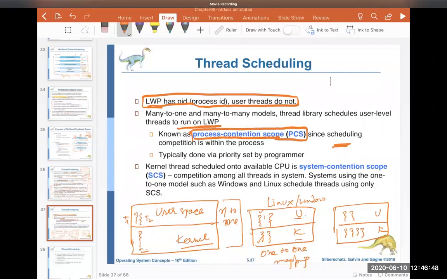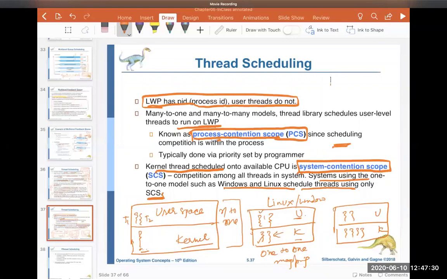Another is, whenever the kernel thread is ready, it would be allocated to the actual CPU. Here the ready queue would be used, and this is called system contention scope. Linux and Windows perform only system contention scope, competing among all threads in the system using the one-to-one model, such as Windows and Linux scheduling threads using SCS. So we have only this process for Linux and Windows. It may be possible for other operating systems.